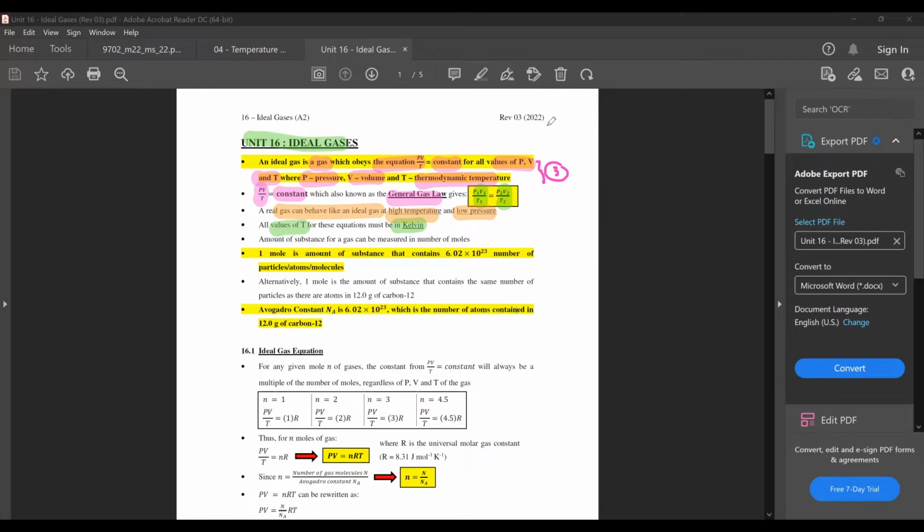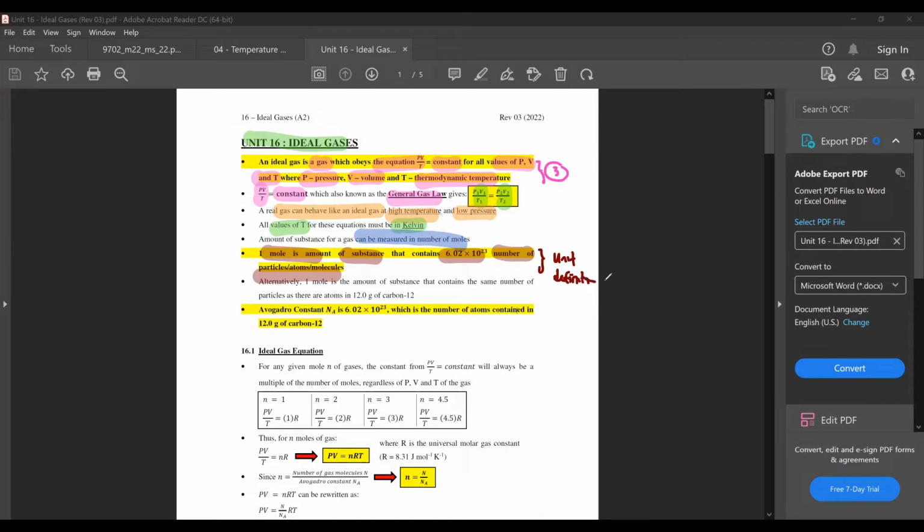Now, when it comes to gases also, you can measure gas in a different way, in terms of number of moles, okay? We don't measure in terms of kg, we don't measure in terms of meter cube, we don't measure the mass, we don't measure the volume. Instead, we measure it as amount of substance, which is number of moles, all right? So 1 mole is defined as the amount of substance that contains 6.02 times 10 power 23 number of particles, atoms, or molecules. Okay, this is again a definition question. This is actually a unit definition.